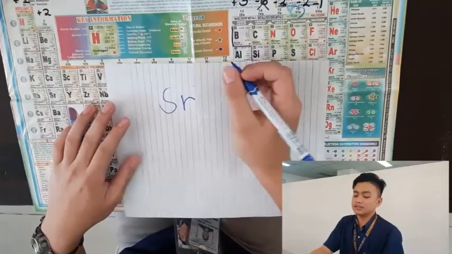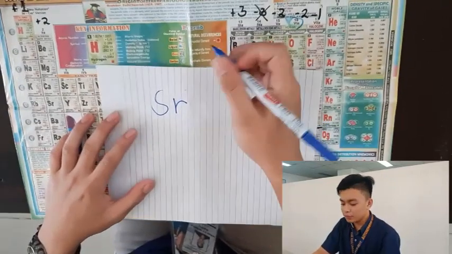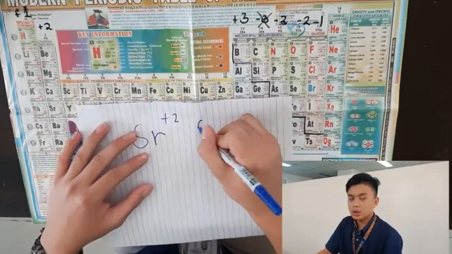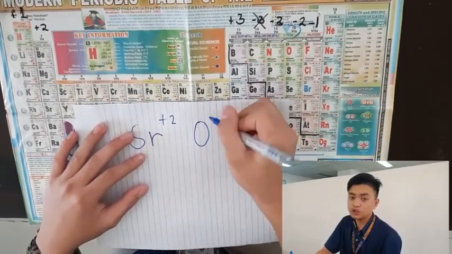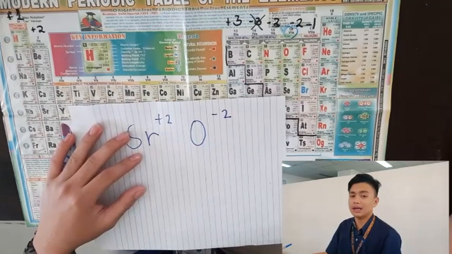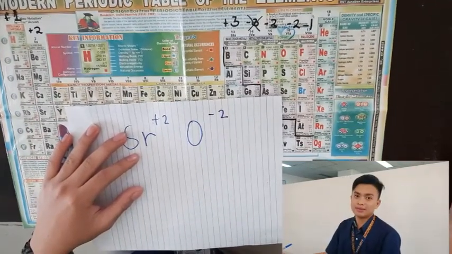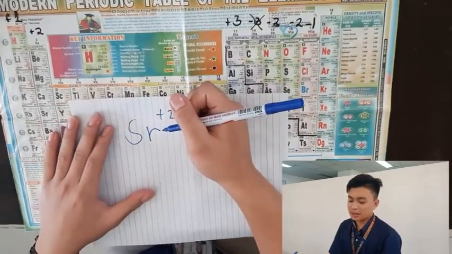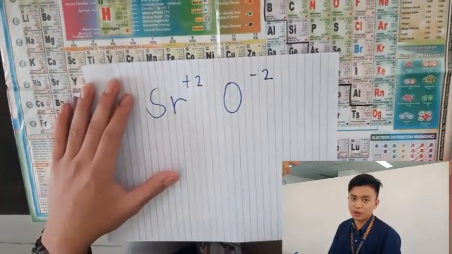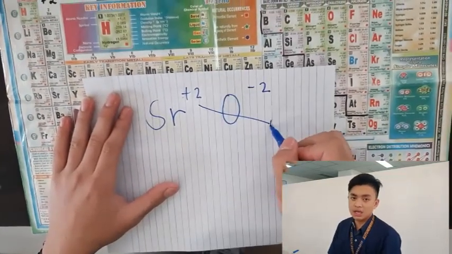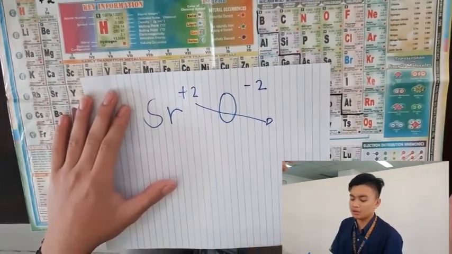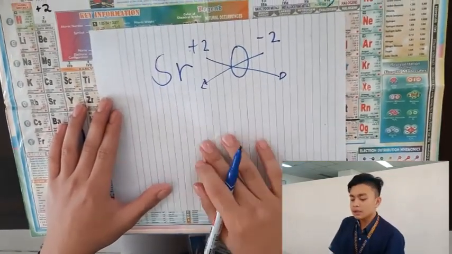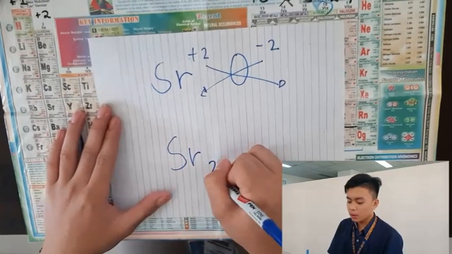The second example is strontium with a charge of +2 because it is located in group 2, and oxygen, which has a -2 charge because it is located in group 6. So, like in the first example, we will crisscross it. The +2 charge of strontium will go down to the side of oxygen, and the -2 charge of oxygen will go down to the side of strontium. And the final answer to this formula is Sr2O2.